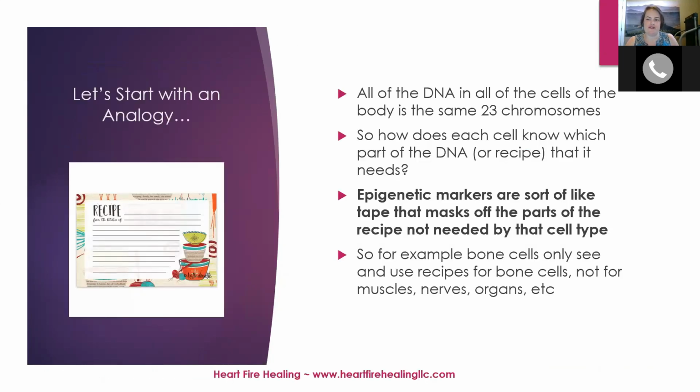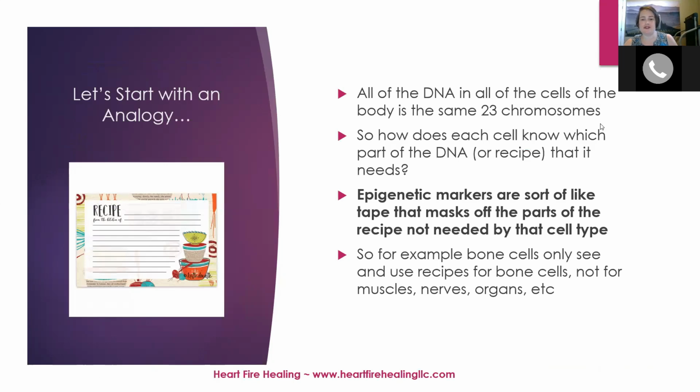So I love to use this little explanation that comes from one of my mentors, because this is a topic that sometimes can feel a little sciencey and a little overwhelming. So if you think about it, all of the DNA in all of the cells of our body is the same. Every single cell of your body has the same 23 chromosomes. But how does each cell know which part of the DNA, or we're going to use the analogy here of a recipe, that it needs?